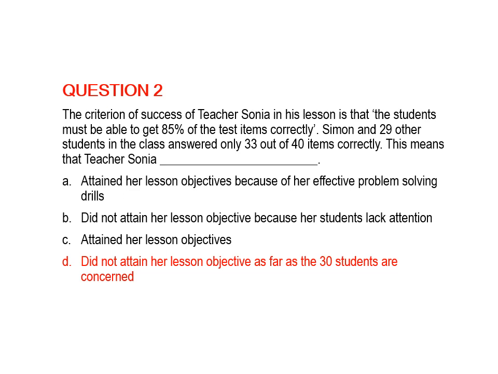You have to take note, mga ka-PTEC, itong tanong na ito ay maraming mga keywords na tinitignan. Unang-una, meron kang nabanggit dito na 85%, okay? And then, meron kang binanggit na around 30 students. And ang sagot nila ay nasa 33 out of 40 items correctly. So, bakit letter D ang sagot? Ang nabanggit dito kasi is that did not attain her lesson objective as far as the 30 students are concerned. Because if you get the 33 out of 40, hindi po yan aabot into the 85%.